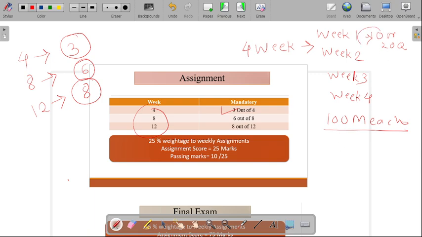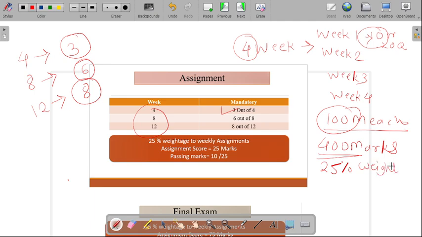If the questions are 10, it will be considered as 100 marks of weightage. Out of that, each and every week is having 100 marks. Suppose the course is for 4 weeks, then the whole assignment score will be considered as 400 marks. And out of that 400 marks, the 25% weightage will be considered. That is, 25 marks will be considered from this assignment. And for passing marks, you need to score 10 marks out of 25.